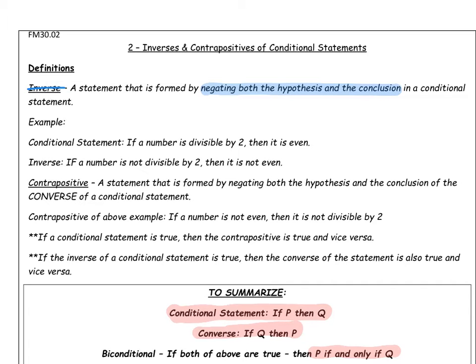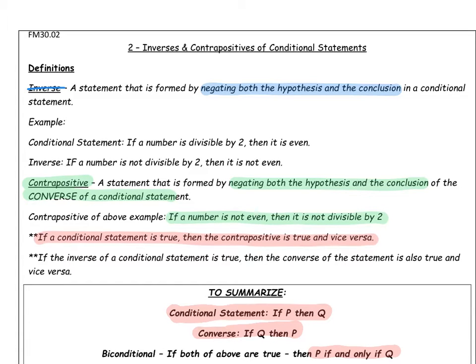That's an inverse. And then a contrapositive is a statement that is formed by negating both the hypothesis and the conclusion in the converse. So we have to flip the hypothesis and the conclusion and then negate them both. So the contrapositive in our above example would be if a number is not even, then it is not divisible by 2. And it's important to note that if the conditional statement is true, then the contrapositive will be true, and vice versa.